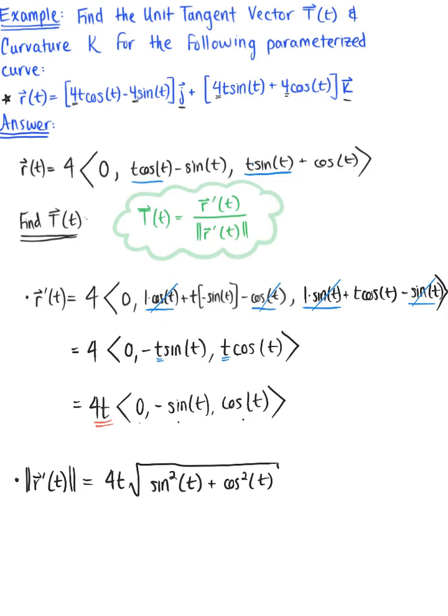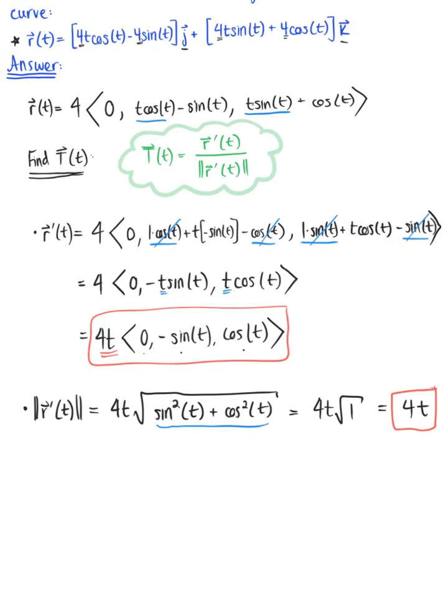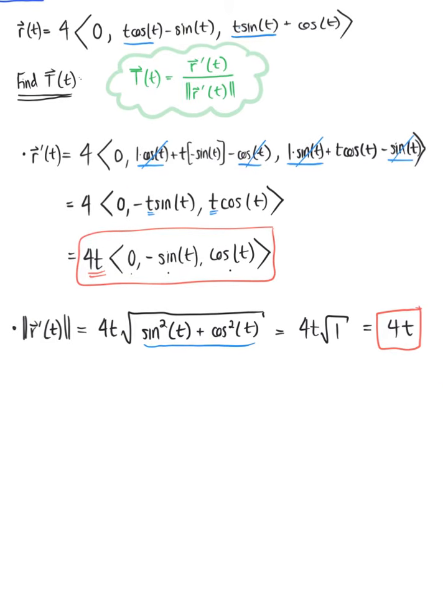And we're delighted and excited because we recognize that this is Pythagorean's identity, and we know it is equal to 1. Oh, and shame on me, minus 1 on my test. Don't forget your scalar multiple in the front. That's 4t multiplied by the square root of 1, which of course simplifies to just 4t. So we have everything we need now. We have the tangent vector, and we have the magnitude of our tangent vector. So we can now use these two pieces to find the unit tangent vector.